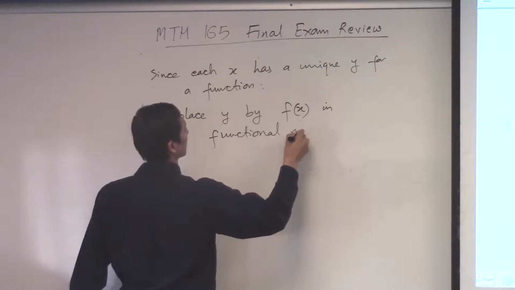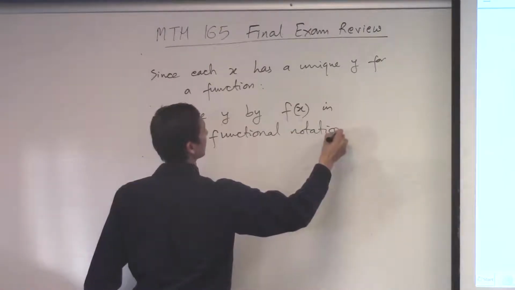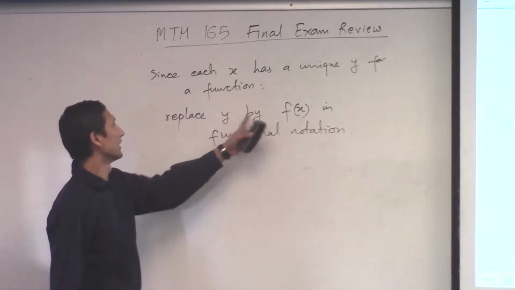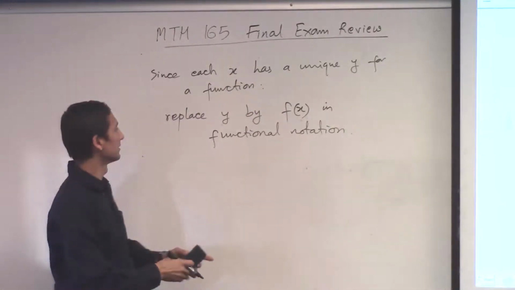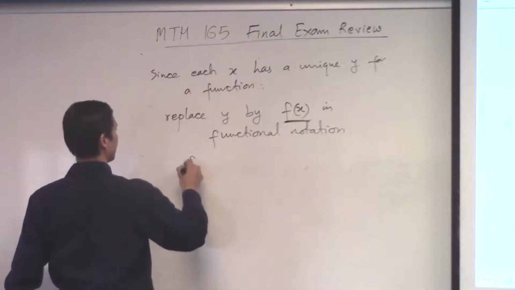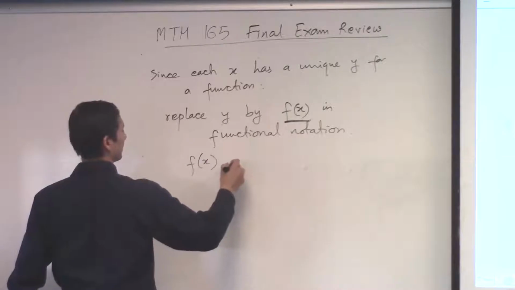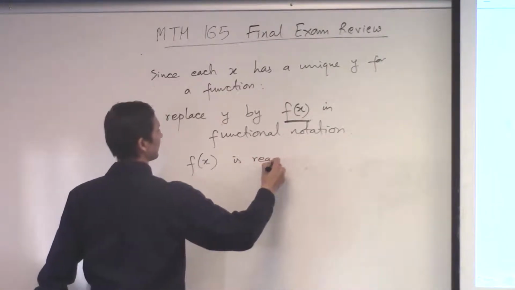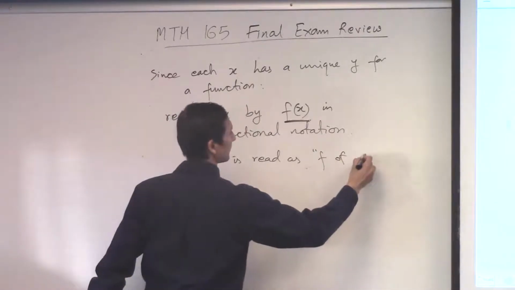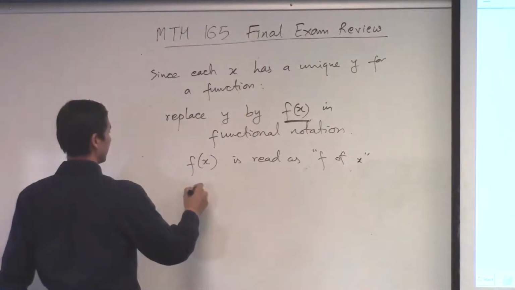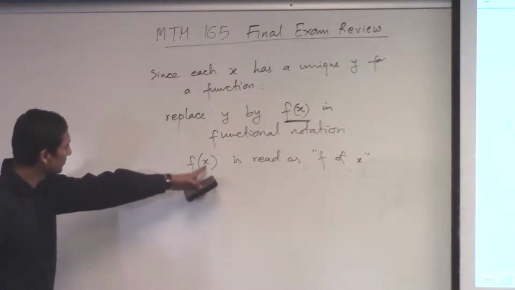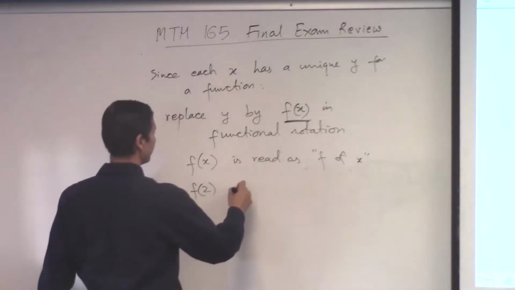Functional notation: we can replace y by f of x, and y and f of x are interchangeable, and this is read as f of x, right? It's read as f of x. And for example, this f of 2 means plugging in x equals 2, is evaluating, right?